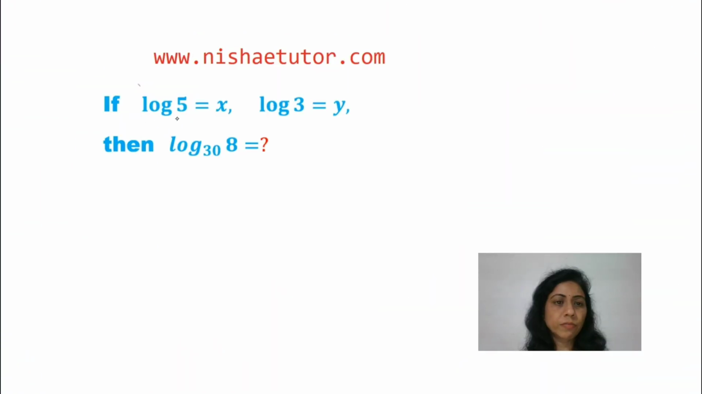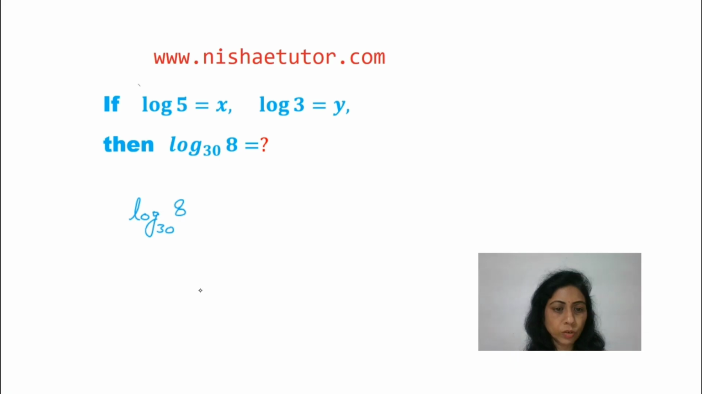Here given log 5 is equal to x, log 3 is equal to y. So here log, it means here not actually giving any base. It means here base is 10. Okay, we have to find out this one in the form of x and y. So I'm writing this log 8 base 30.